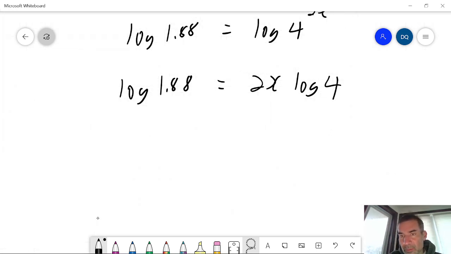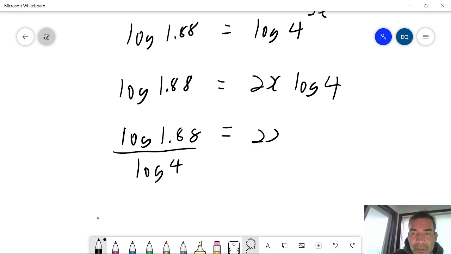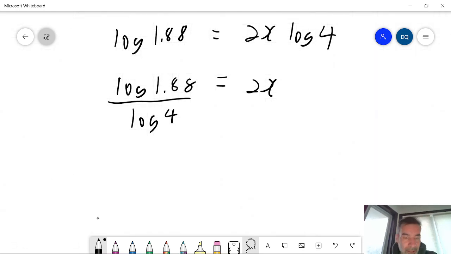Now x is being multiplied by the log of 4. It's also being multiplied by 2. I'm going to divide both of them out. I'll do it one step at a time, but just as easily you could do this as 2 steps, all in one fell swoop. So the log of 1.88 divided by the log of 4 is equal to 2x. So remember, that's not giving me x, it's giving me 2x.